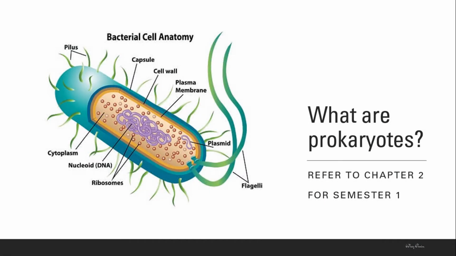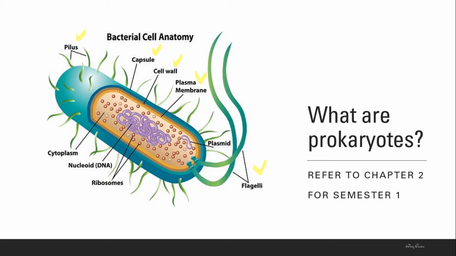Both domain Archaea and domain Bacteria include the prokaryotic cells, or prokaryotes. There are a few unique characteristics found in prokaryotes, such as their cell coverings, which include the capsule, the cell wall, and the plasma membrane. There are a few structures found at the surface, such as the pili and the flagellum.